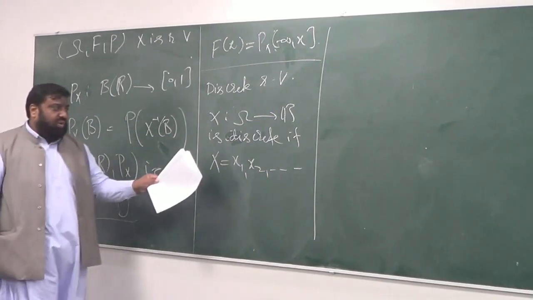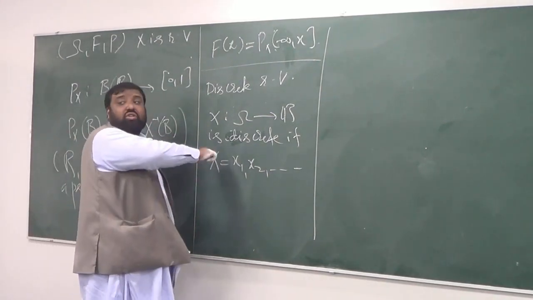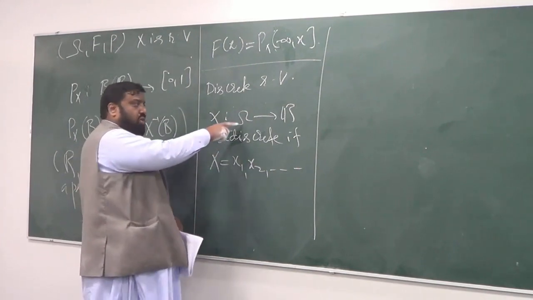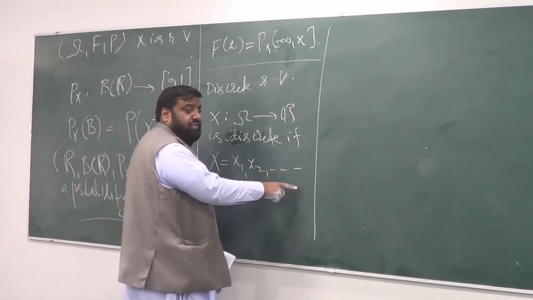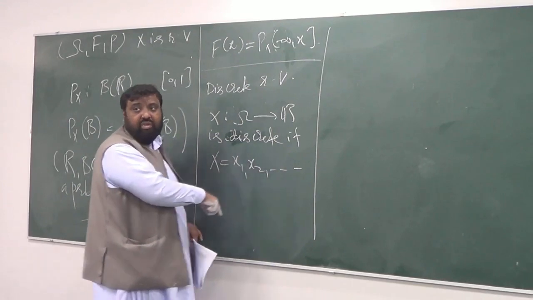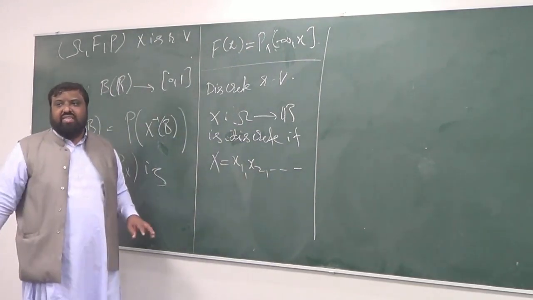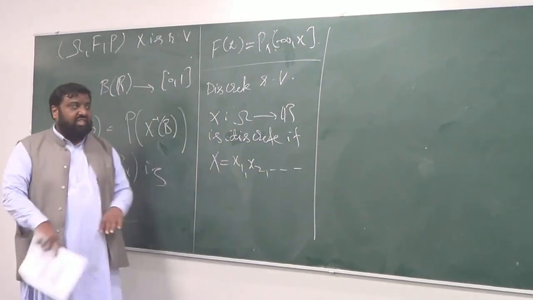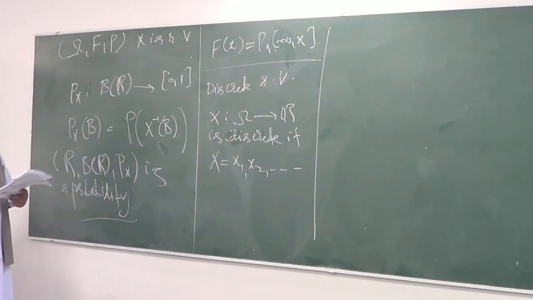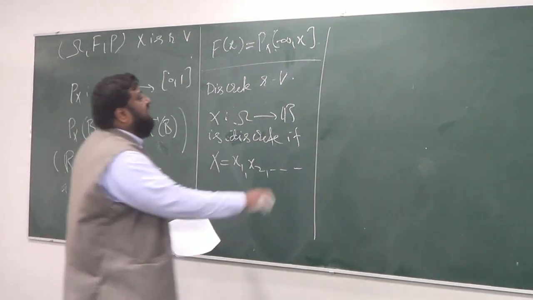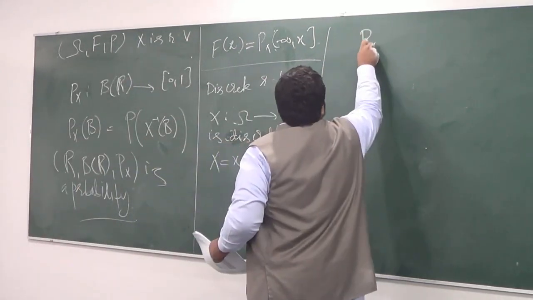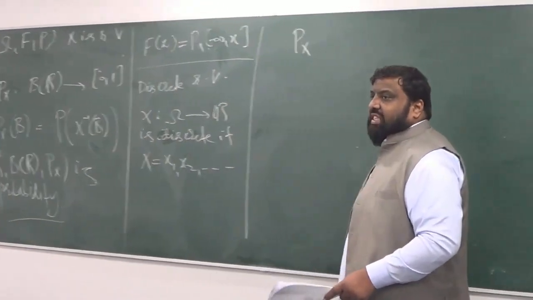In other words, when X is operated onto all omegas, I'm going to get a bunch of discrete numbers as an outcome. I'm going to say that's a discrete random variable. We know all that. What would be the P_X for such a discrete random variable?